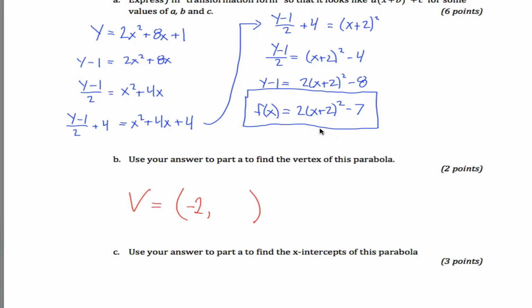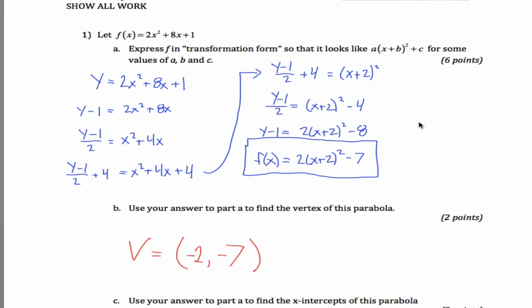And for my y-coordinate, as I already said, this 2 does not affect the y-coordinate of the vertex, because it multiplies 0 times 2, which is still 0. But subtracting 7 from the y-coordinate will affect the y-coordinate of the vertex. And so it started out at 0, it stayed at 0, it went down to -7. The vertex of this parabola is (-2, -7).